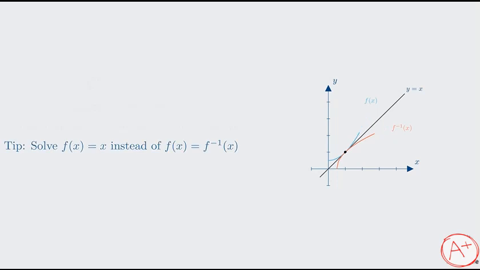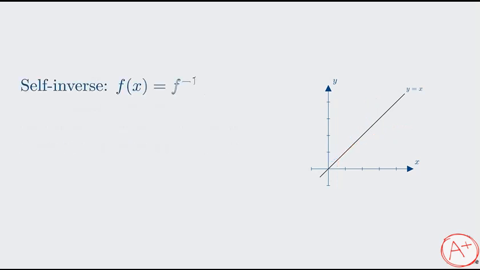Next, we have self-inverse functions. A function is self-inverse if f of x is equal to its own inverse. Graphically, this means the curve is already symmetrical about the line y equals x. A classic example is f of x equals k over x.